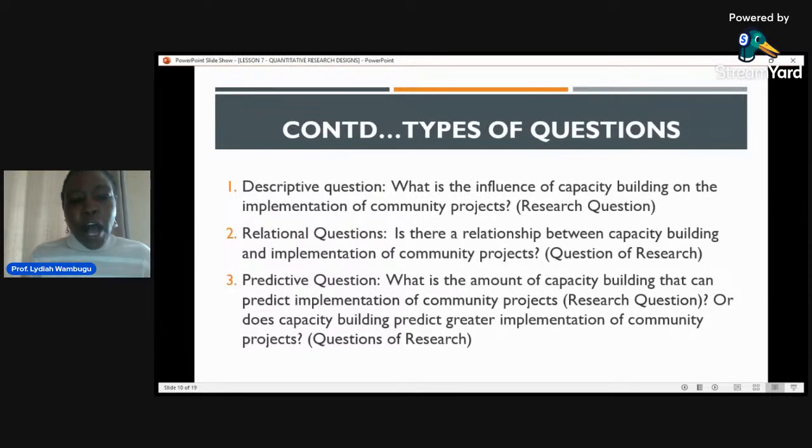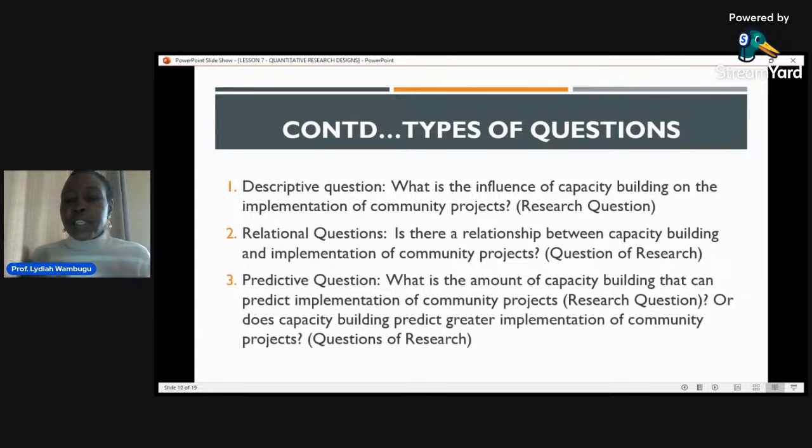And I have an example. A descriptive, what is descriptive? What is the influence of capacity building on the implementation of community projects? That is a research question that is descriptive. Relational. Is there a relationship between capacity building and implementation of community projects? That is a question of research. And I know those who have not been missing class or who had the time to attend lesson 3, we discussed research questions, and we differentiated between a research question and a question of research. So in case you didn't attend, it is on YouTube. You can easily access it.